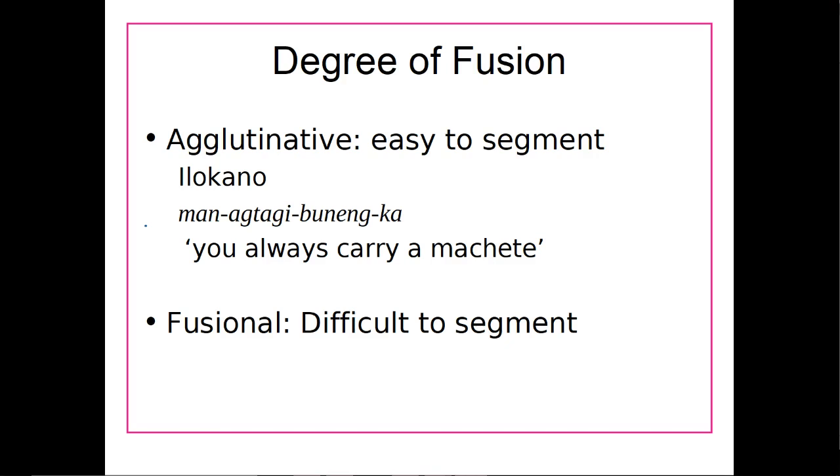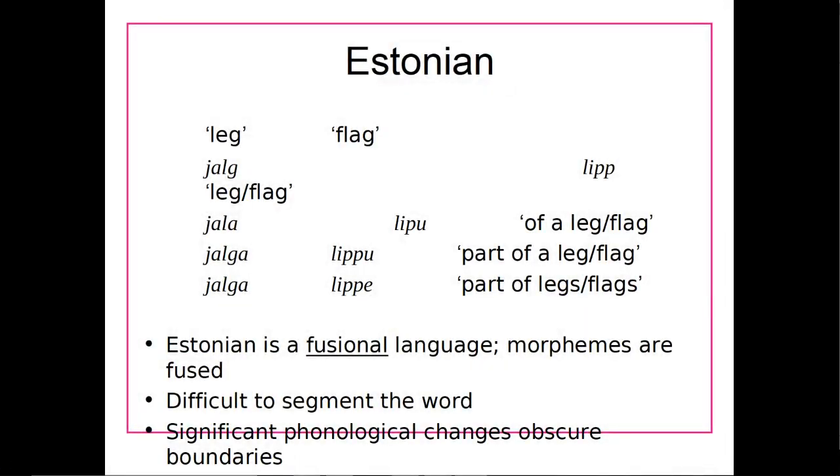Fusional languages, in contrast to that, are difficult to segment. You can't really pull apart fusional languages' morphologies quite so easily. Estonian here is an example of one, where we have the word for leg, jalg, and the word for flag, lipp. So jala and lipu is of a leg or of a flag. Jalga or lippu is part of a leg or part of a flag. Jalgu or lippe is part of legs or part of flags.